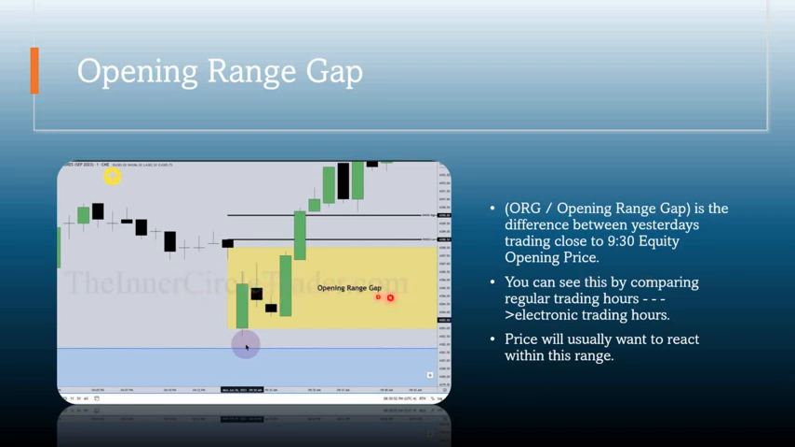Whenever you have an opening range gap, you're usually going to want to mark out the consequent encroachment of it between 4 o'clock and 9:30. Later on, I'll show you examples of how to do this, but price will usually want to interact with that. That's why you can anticipate market open at 9:30 based off of opening range gaps. This is why this is one of the most important types of gaps that I want you guys to understand. Okay.